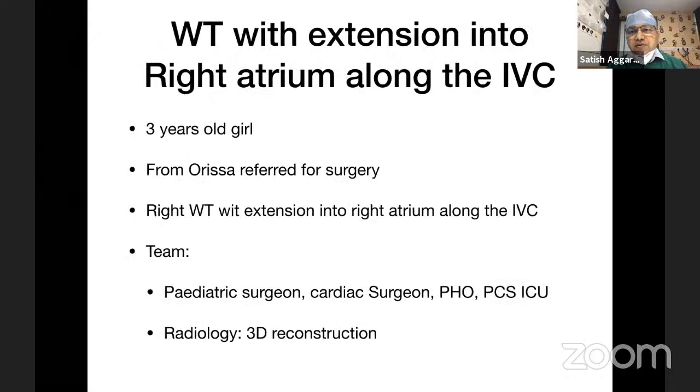I'll give this example, how teamwork is important. This 3-year-old girl from Odisha was referred to us for surgery because this complicated surgery was not available in Odisha. She had a right-sided Wilms tumor with extension into the right atrium along the inferior vena cava. So we involved the team of a pediatric surgeon, which was me, cardiac surgeon Dr. Raja Joshi, PHO team, PCS ICU, pediatric ICU, and of course radiology for 3D reconstruction of the images.